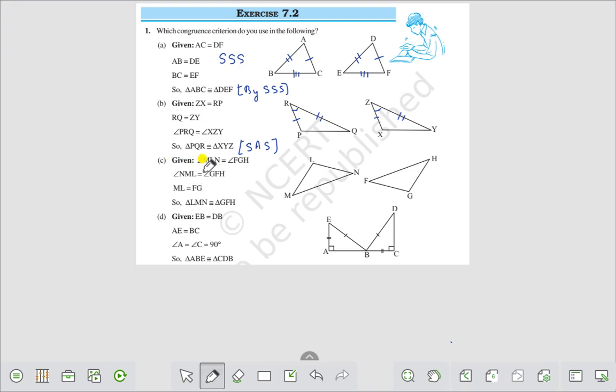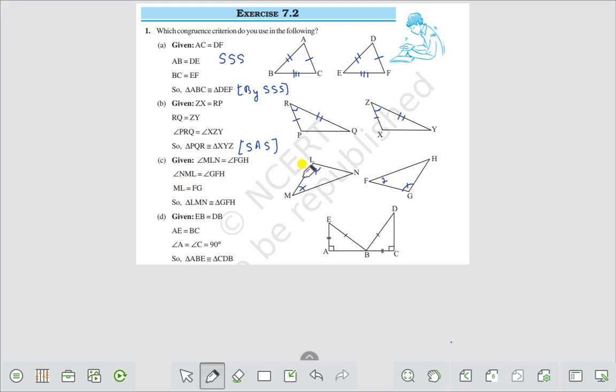Now, question number C. Given angle MLN, this angle, is equal to angle FGH. This angle and this angle are equal, right? Angle NML is equal to angle GFH. This angle is equal, right?